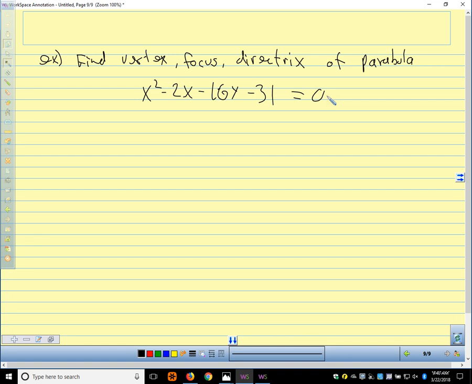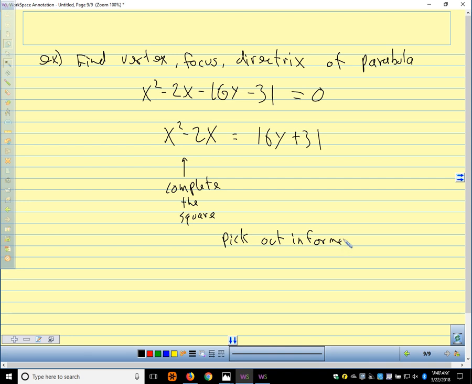Since only x is squared, we only get to do it once here. So what I would do here is write this as x squared minus 2x equals 16y plus 31. Get the x's and y's on different sides. That's our standard equation for a parabola. And then we're going to complete the square. Once we complete the square, we can pick out our information. Because once we have it in standard form, we have our vertex, we know what p is, we know if it's vertical or horizontal. We'll have all that information once we get in standard form. All right, questions there?